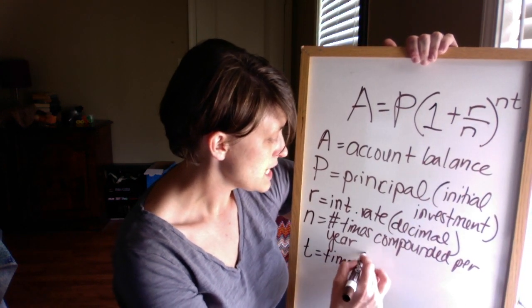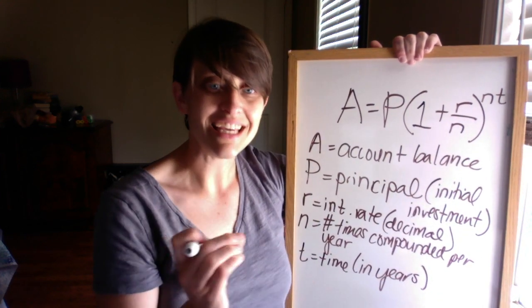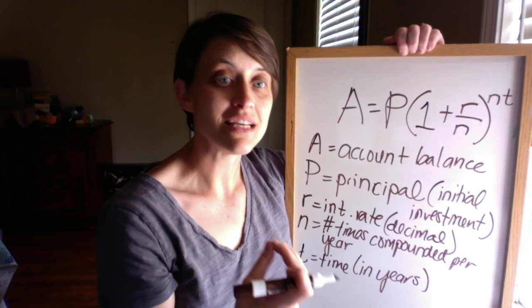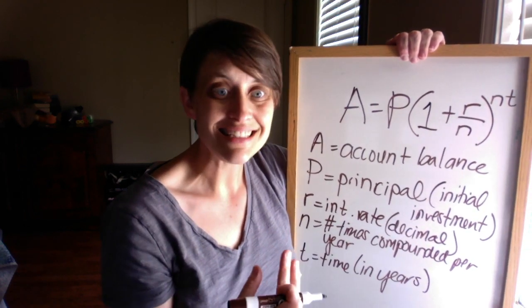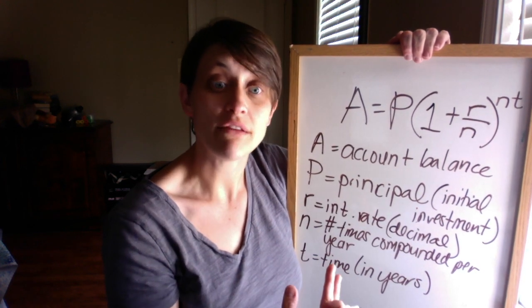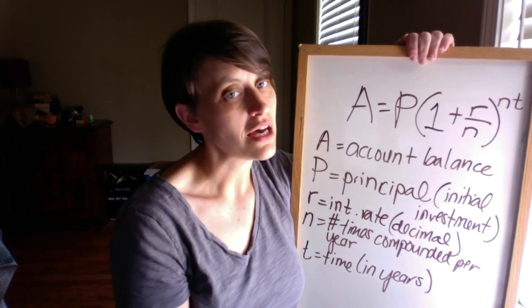T is the time, very importantly, in years. So if your time is 6 months, that means your T is 0.5. If your time is 18 months, that means your T is 1.5. So just be sure that you are expressing this in years, not in months.